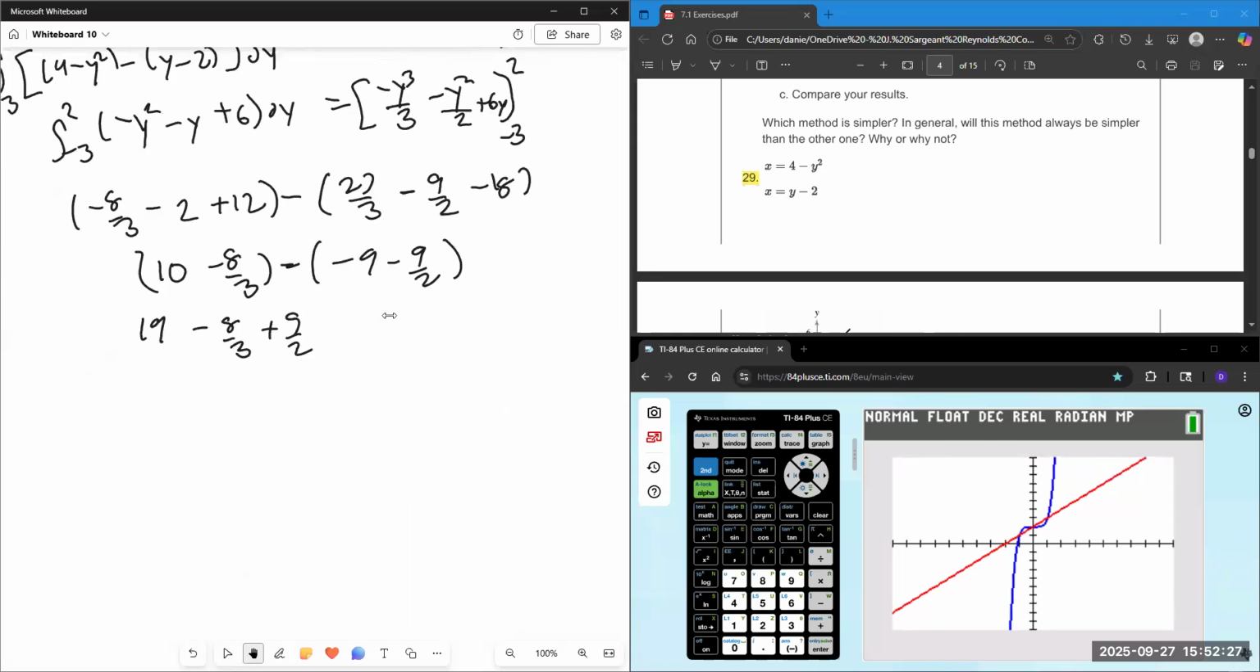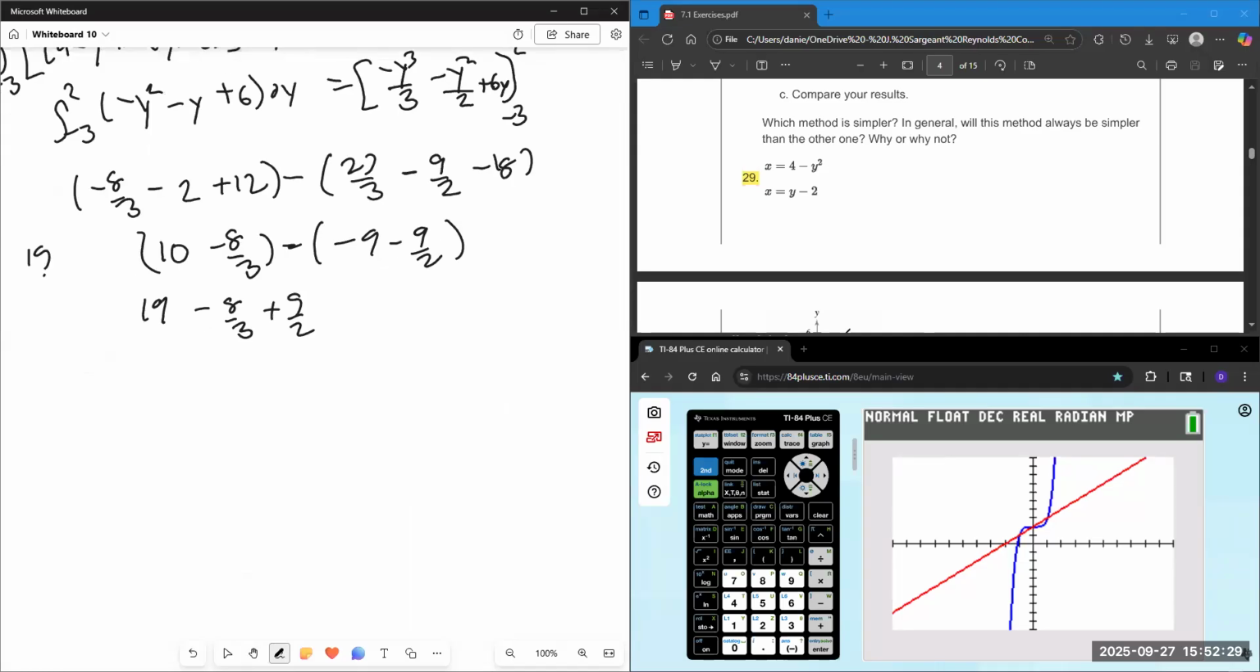Change everything to 6. 19 times 6, 114, minus 16 plus 27 over 6 is 114 plus 11 over 6, which is 125 over 6, which is the same answer.